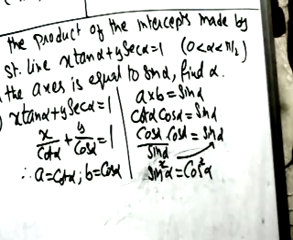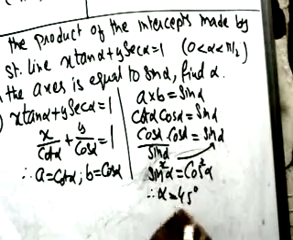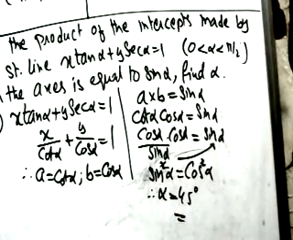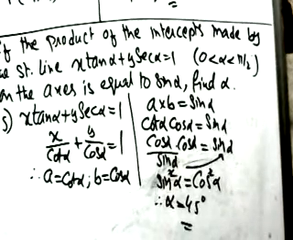When will sine and cos be equal? At 45 degrees. Therefore, alpha equals 45 degrees. Sine 45 is 1 by root 2, cos 45 is 1 by root 2. Therefore, this will be equal at 45 degrees.